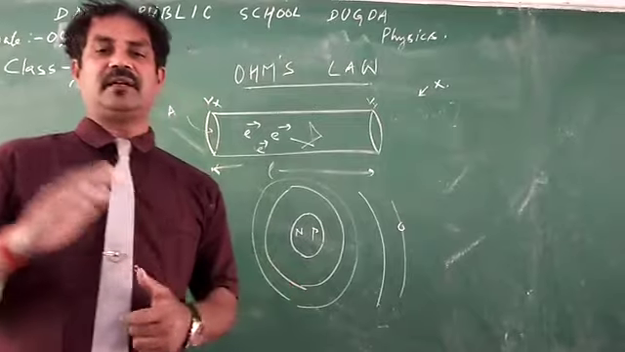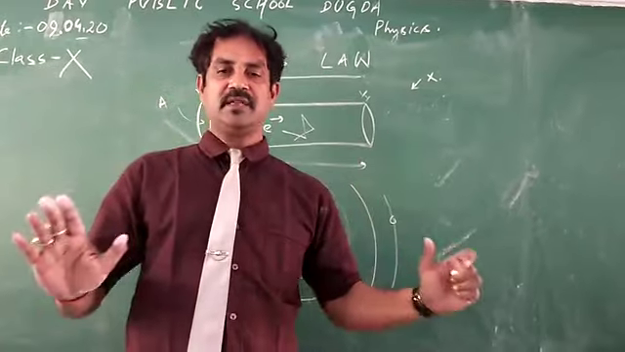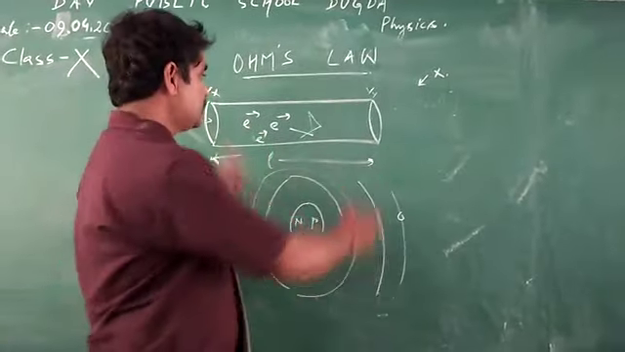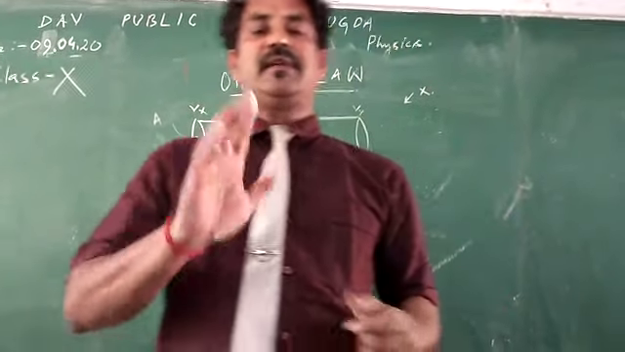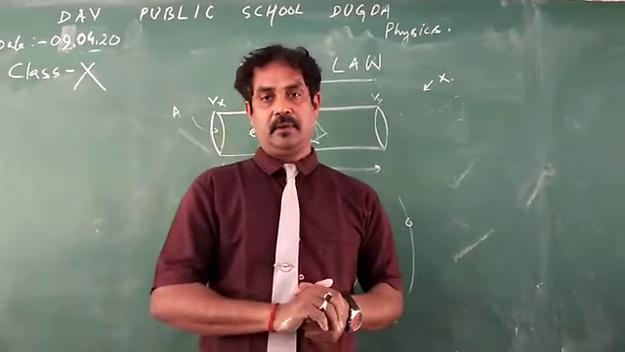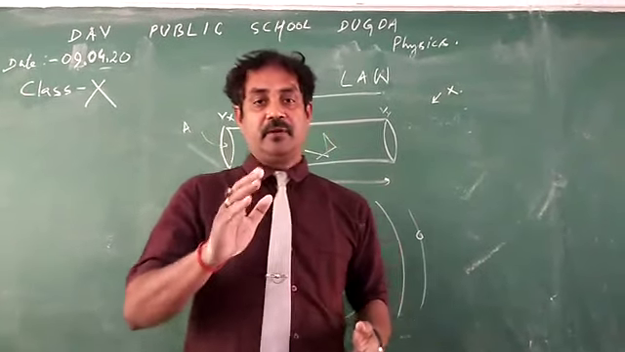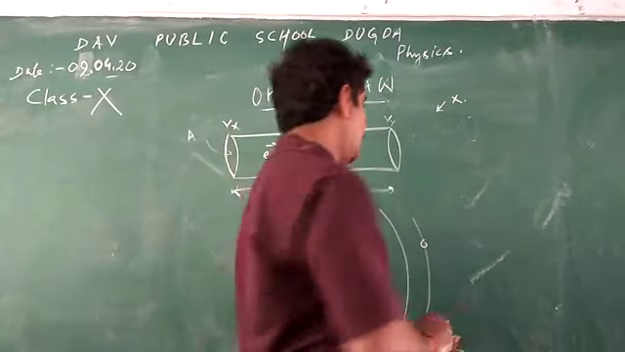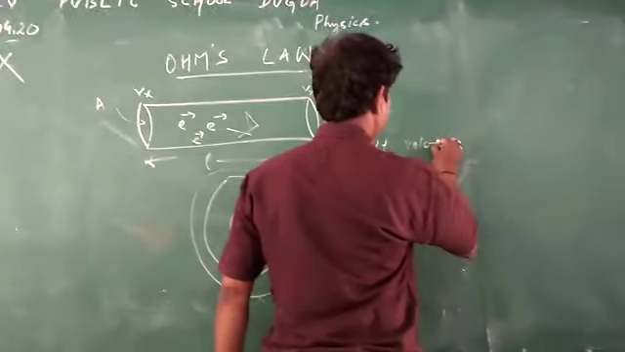Although you will learn drift velocity in detail in higher classes, you must know only this much: when an electron starts moving in a particular direction under the influence of electric potential, the velocity with which electrons move in that direction, due to the potential difference, is known as drift velocity. D-R-I-F-T, drift velocity.